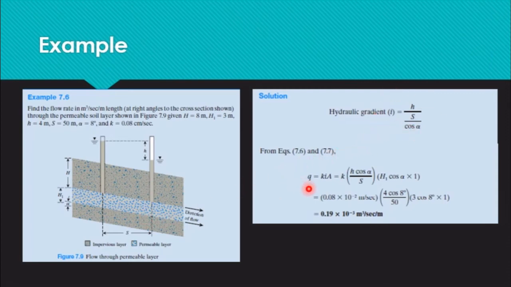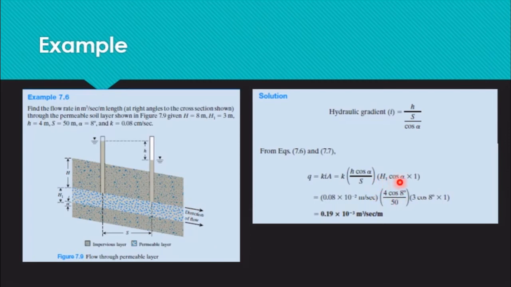Q is equal to KIA, so K times H cosine alpha over S, the hydraulic gradient, and then H1 cosine alpha times 1. Why 1? Because it is 1 meter length. And cosine alpha is 8. This means the cross-sectional area of flow must be perpendicular to the flow. You can see this is not perpendicular, so you take the perpendicular one. When the soil is inclined, the flow area we take is the perpendicular area, which is why it is H1 cosine alpha.